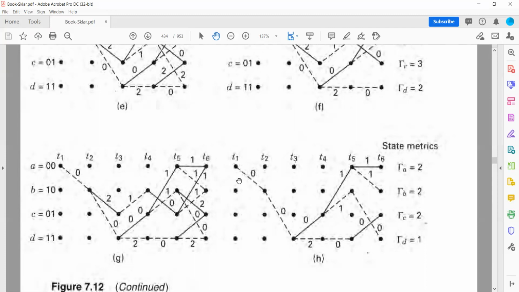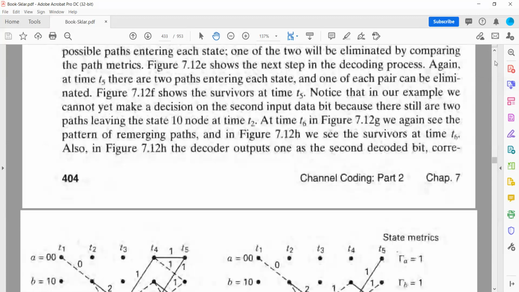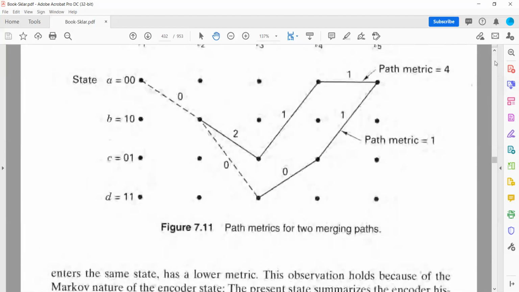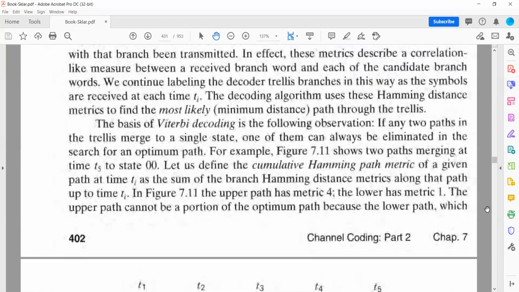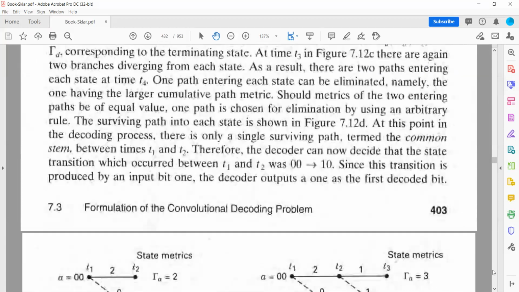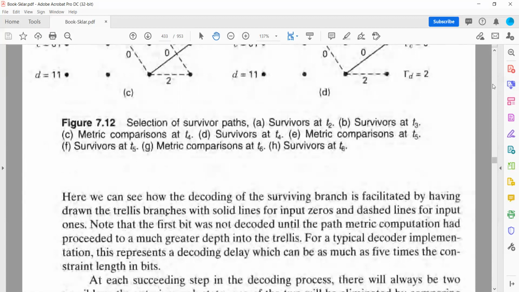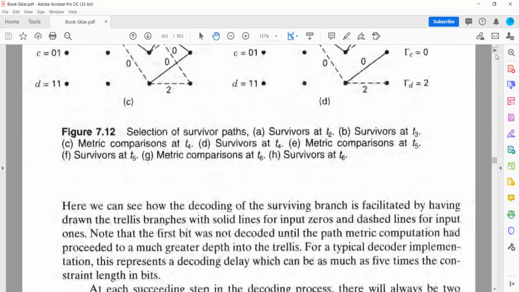Or you can start from here. Actually, the dotted line is representing 1. I suppose it is representing dotted lines with 1. Let me see also. Okay, the dotted line is represented with 1. Right. So when the dotted line is being represented with 1, here you can see, note that the first bit was not decoded.